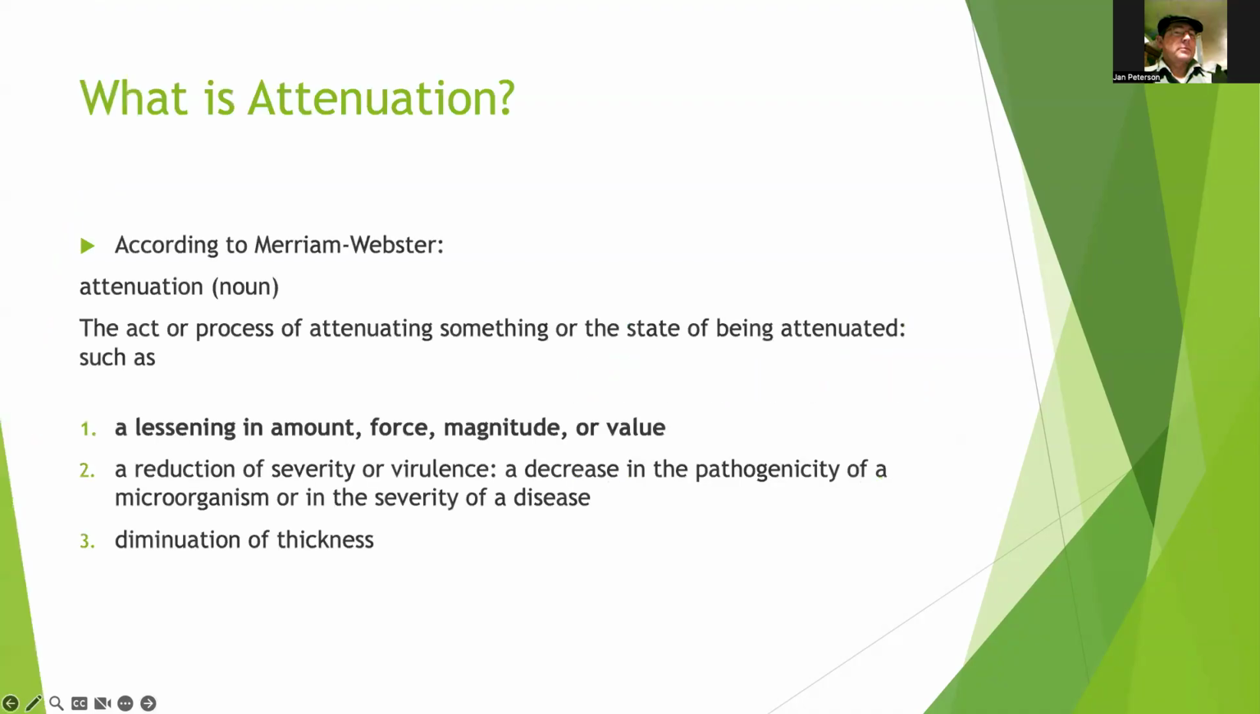So attenuation. What is attenuation? According to Merriam-Webster Dictionary, attenuation is a noun, and it is the act or process of attenuating something. Well, that really helps us, doesn't it? Or the state of being attenuated. I love it when definitions do this because it's like, what's a table? Well, it's a thing that looks like a table. So it's wonderful when they do this.